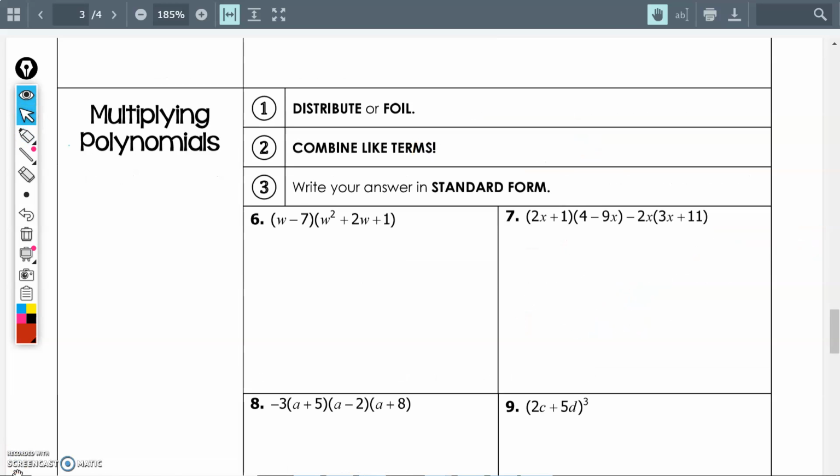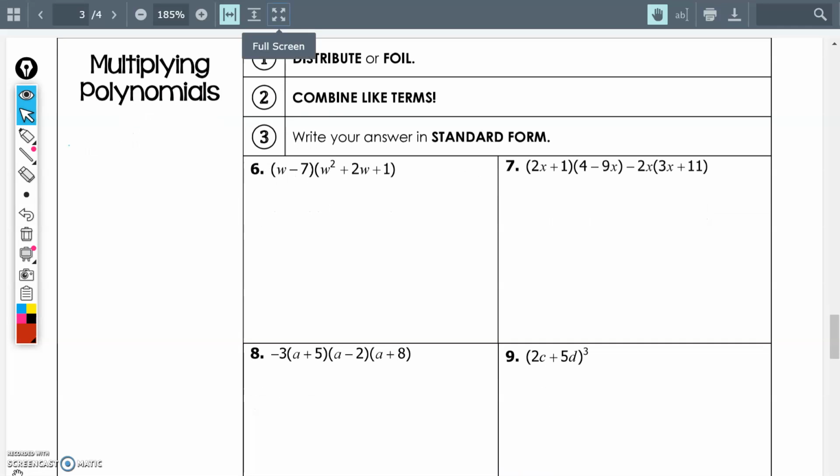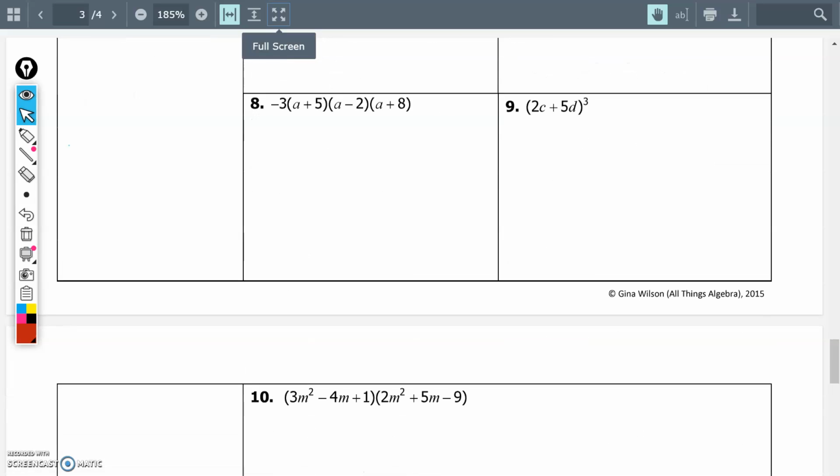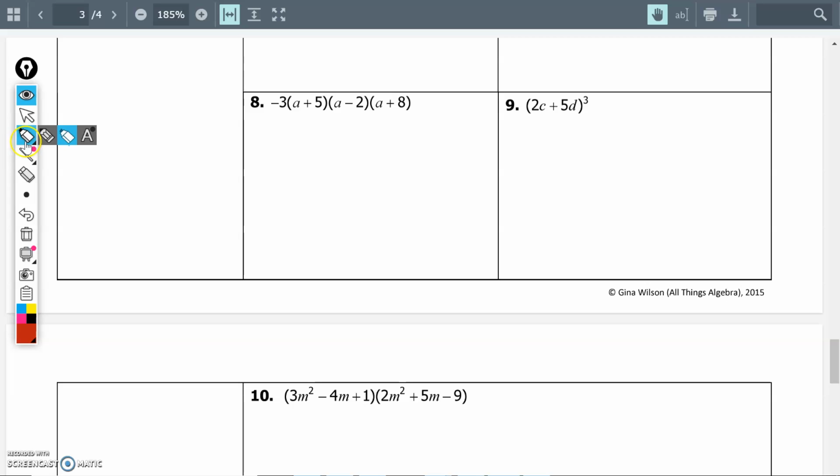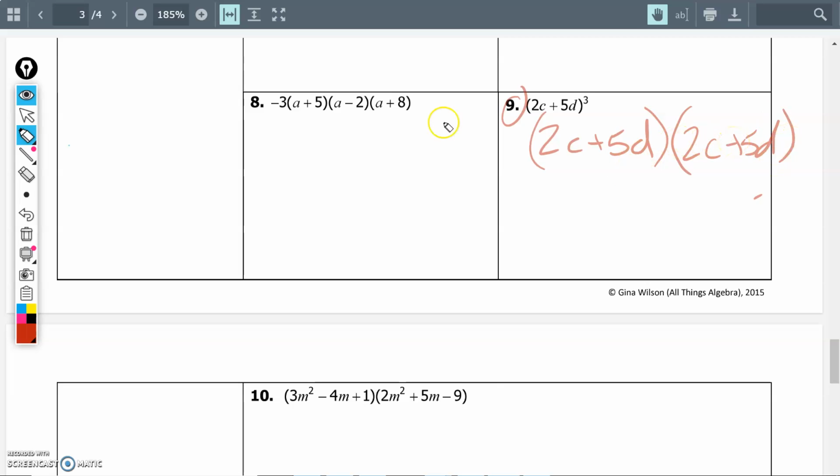We're going to skip over multiplying polynomials for this video because I'm pretty sure we can all FOIL. Something that we may not have seen is something that looks like number 9, where you have 2c plus 5d. You're going to FOIL that to another 2c plus 5d. And whatever you get there, you're going to have to FOIL it again to another 2c plus 5d. So you'll do one part first, and whatever answer you get, you'll FOIL to another one.